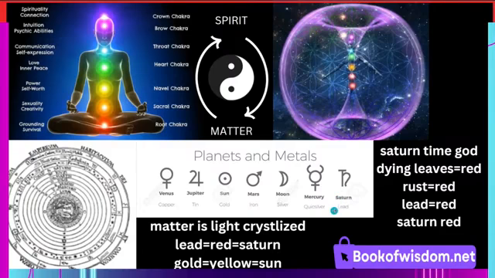Saturn turns into lead. That's why lead is red. Saturn is red. The sun turns into gold. That's why the gold is yellow and the sun is yellow. You see, Saturn is the time god. What happens in autumn? The leaves turn red and they die. This is why Satan, time god, the reaper, everything is crystallized till its death and then reborn again.